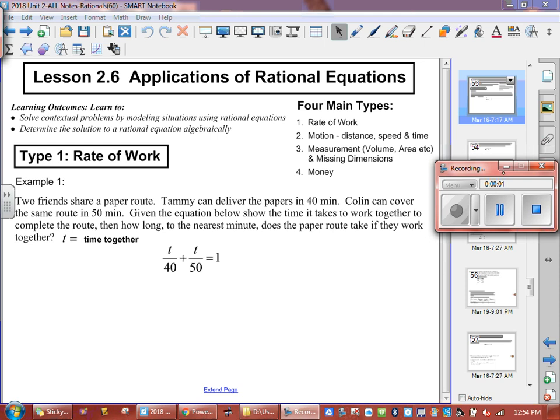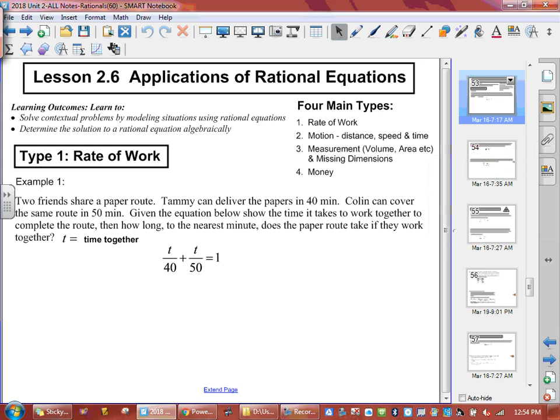Okay, our last lesson, 2.6. These are applications of rational expressions and rational equations. There's four main types. The first type we're going to look at is rate of work. Then we've got motion, which are speed, distance, and time questions, so you're probably used to that, a little bit of science. Then we've got measurement and missing dimensions, so volume, area, those kinds of things. And then we've got money questions, what goes on with money.